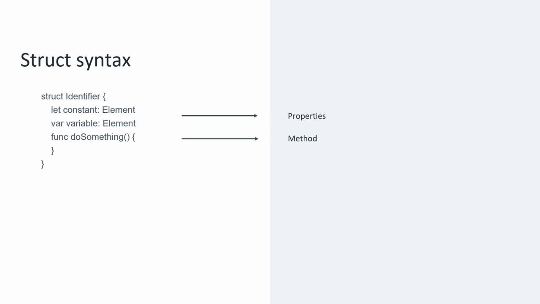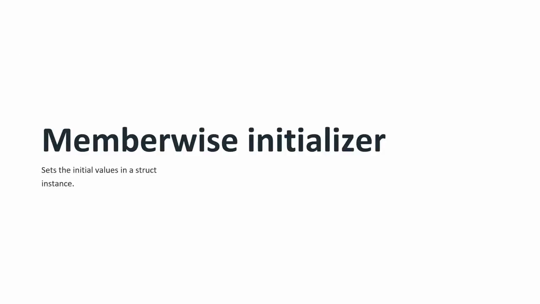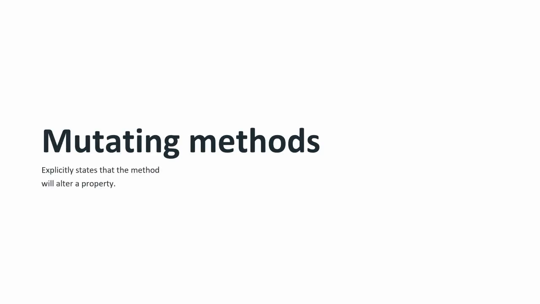values and model behavior. You also discovered that every struct comes with an auto-generated initializer called a member-wise initializer, and that the member-wise initializer helps set the initial values in a struct instance. You also learned about creating your own initializer method to assign property values by defining a method in the struct definition using the init keyword. Thereafter, you discovered that mutating methods allow you to alter struct properties.